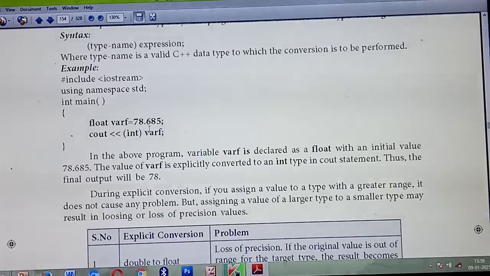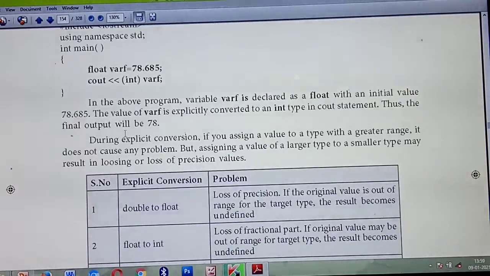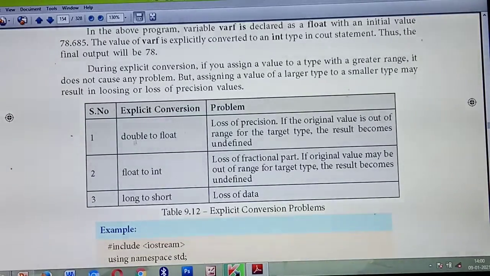If you assign to a greater range of values, no problem. But if you are converting a larger type to a smaller type, you can lose values, because float is the higher data type and you are converting float to int. But if you convert a smaller type to a larger type, there is no chance to lose values. Understood? See, listen. This is the expression double to float. Double is a higher range, isn't it? Converting double to float, you can lose some values from the original values.